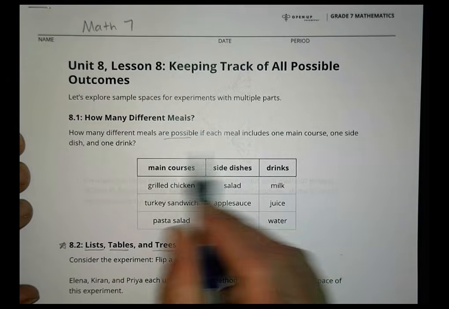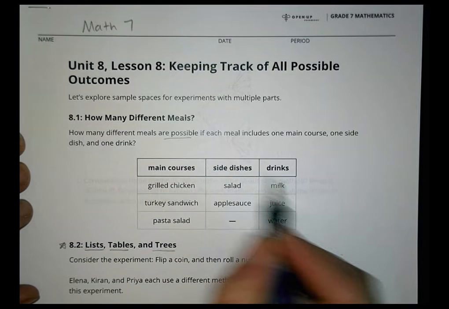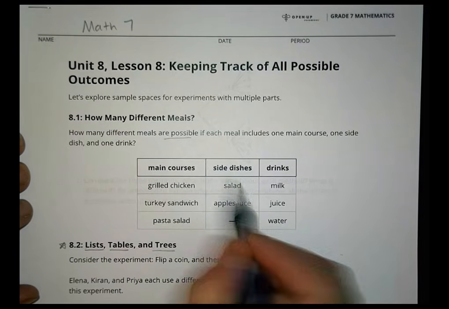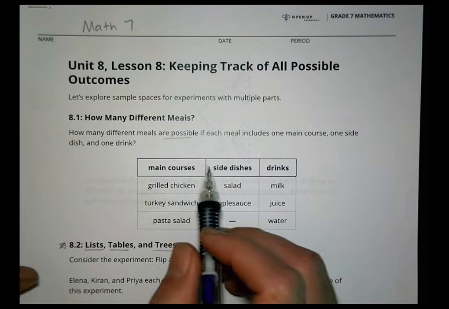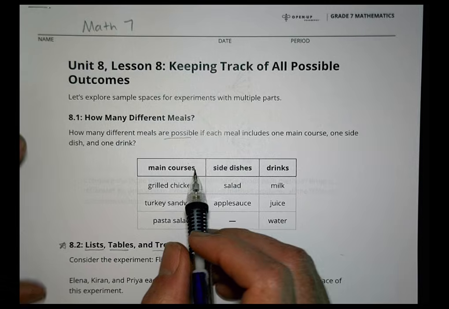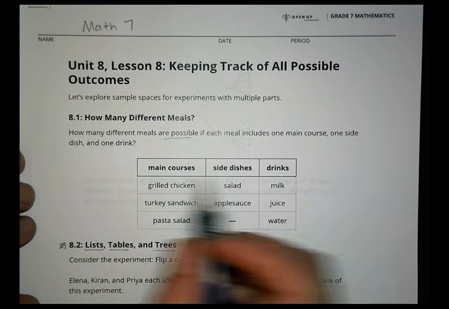So what you want to do is think through all the different ways you can combine these elements to have one of each thing. If you need to pause real quick and do that, that'd be a good idea, and I'm going to go ahead and work through this here.